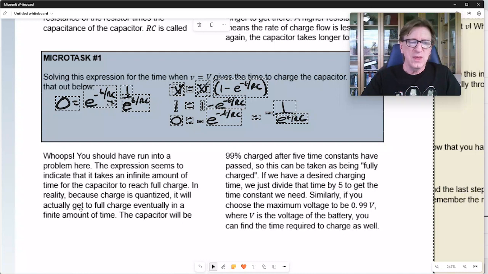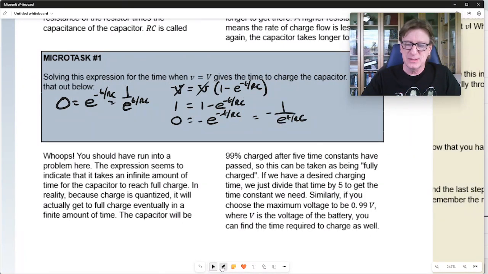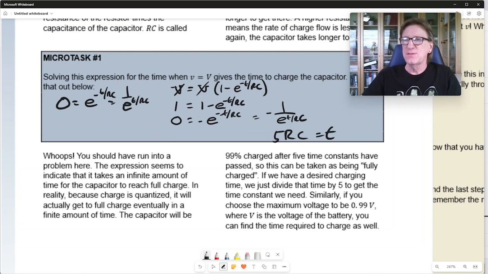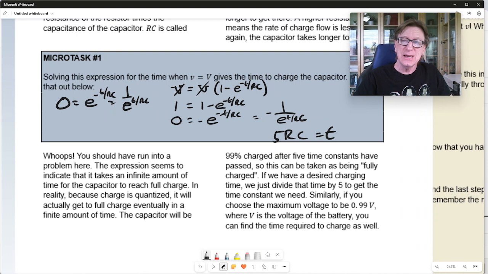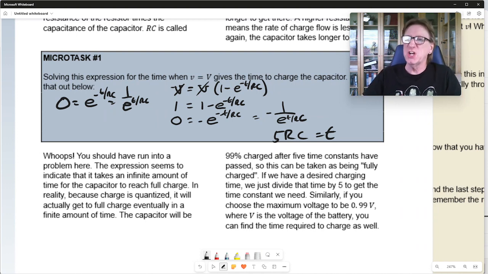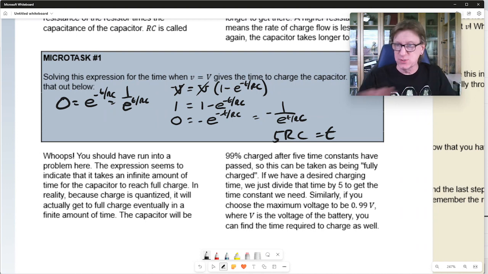So if we wait until 5 of these time constants have passed, when I've had 5 RCs, when t equals 5 time constants, I will be at 99% charged. So that's good enough. Certainly for the rest of this course, we will consider a capacitor to be fully charged when it's reached 99% of its full charge. And that always occurs at 5 times the time constant.